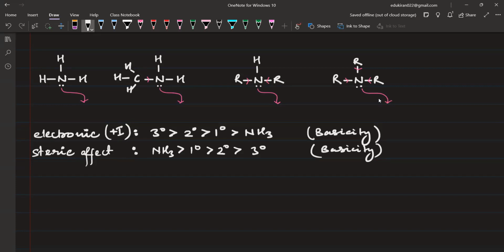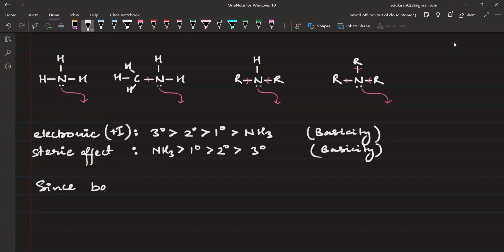Now you can easily see that these are conflicting results. Both of these are giving conflicting results. According to electronics, 3 degree should be maximum. According to sterics, NH3 should be maximum. So now what we can do, we have to rely on the actual experimental data. Okay? Please write this point here.